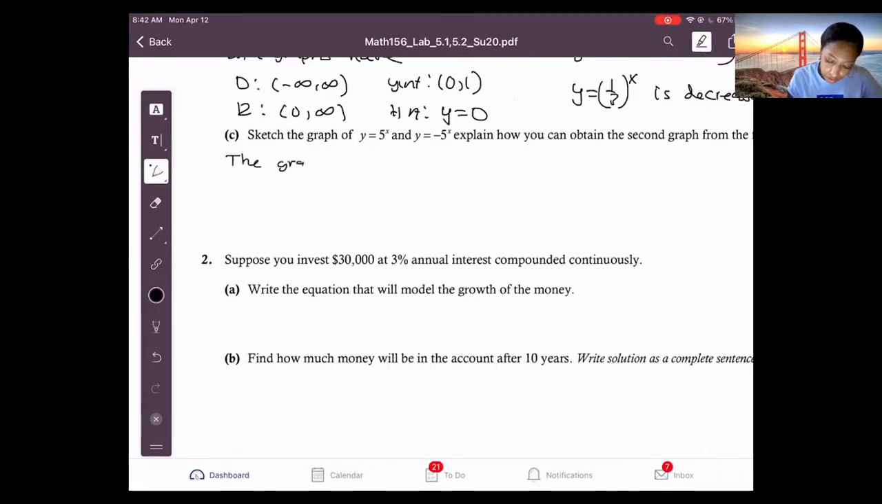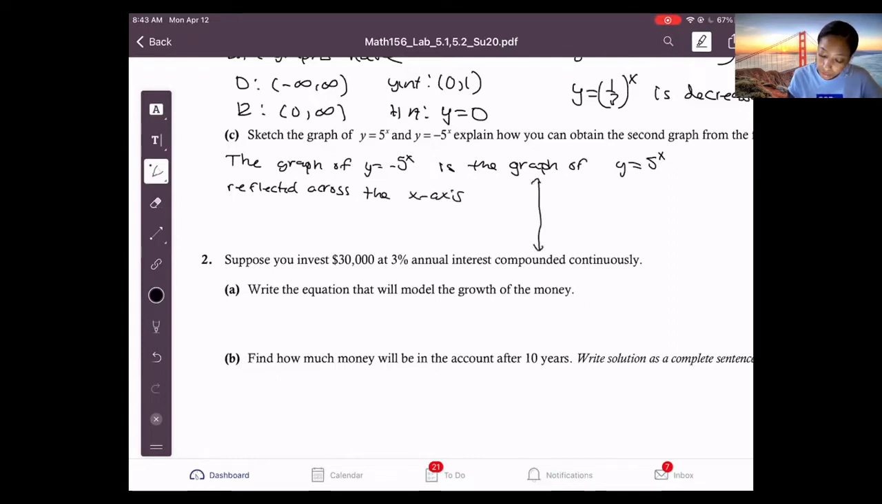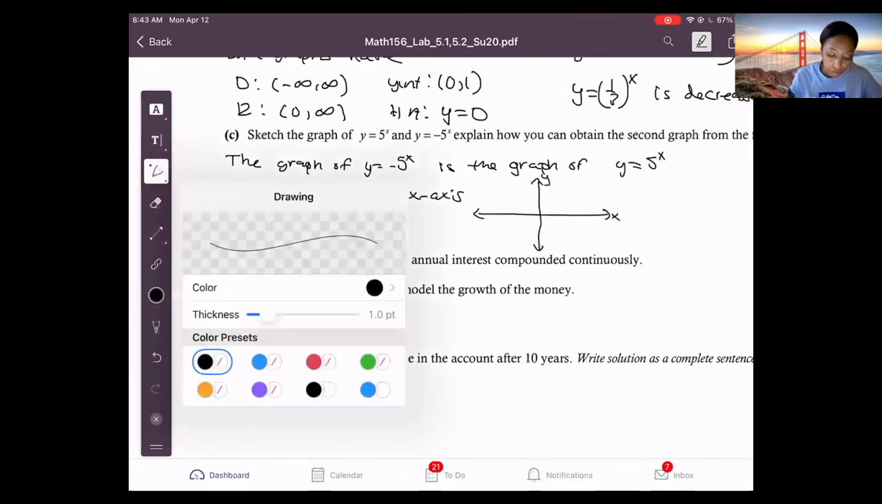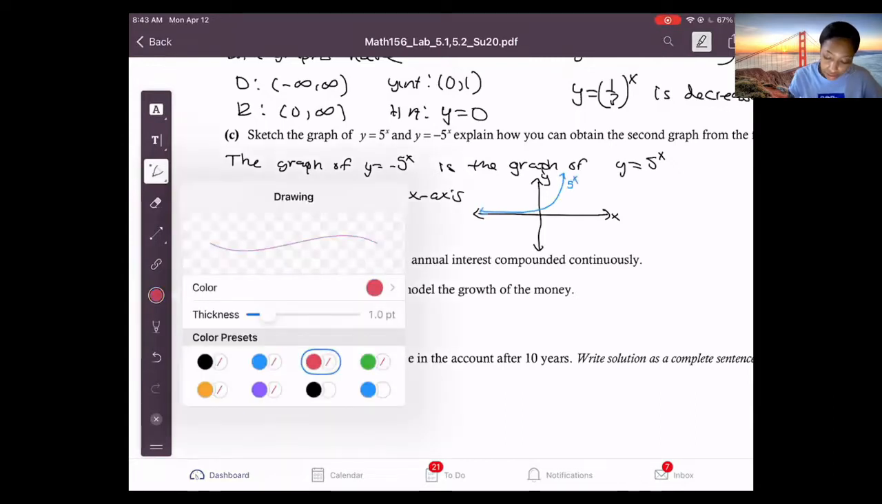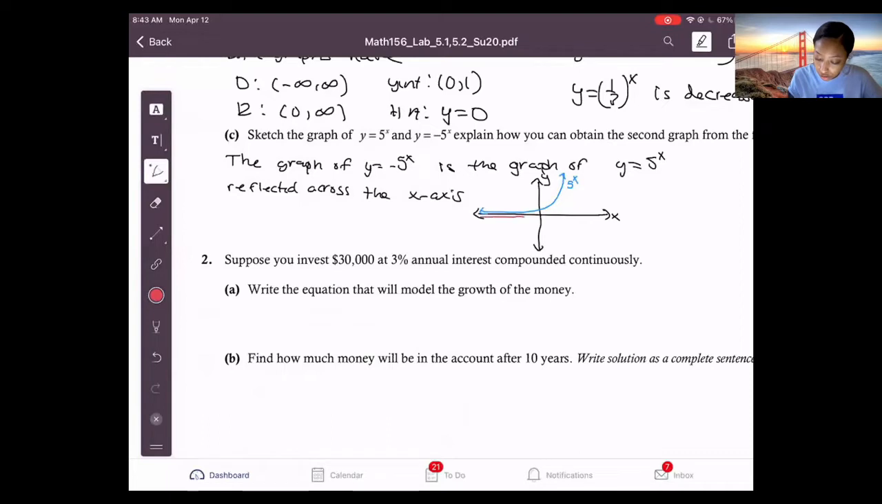So we would say the graph of y equals -5 to the x is the graph of y equals 5 to the x reflected across the x-axis. So we'll go to Desmos in a minute, but even without Desmos, we would say this is x, this is y. We know that 5 to the x is a growth function, so it would look something like this. That's 5 to the x. Then -5 to the x would just reflect this across the x-axis.